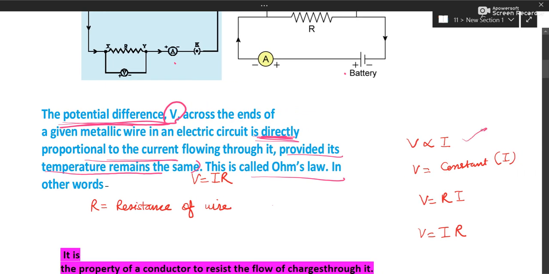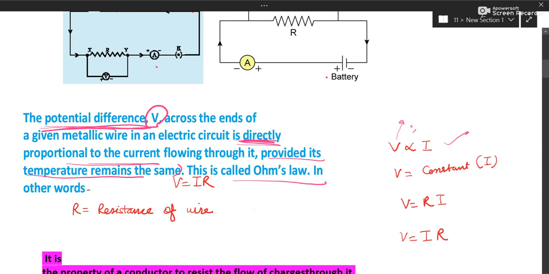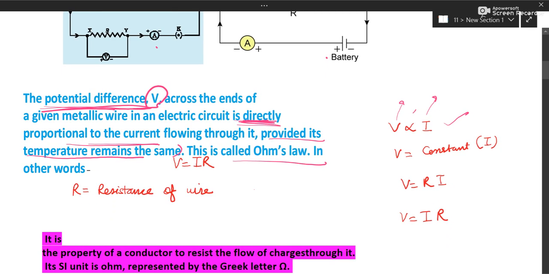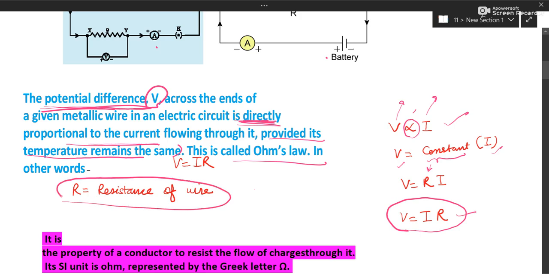We can write like this. Voltage, that is potential difference, is directly proportional to current. So when we remove proportionality, then we know that some constant comes, right? V is equal to constant times I, and this constant is R. So our actual equation of Ohm's law becomes V = IR. And what is R? R is called resistance of the material, the wire.